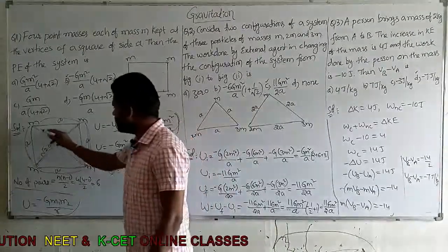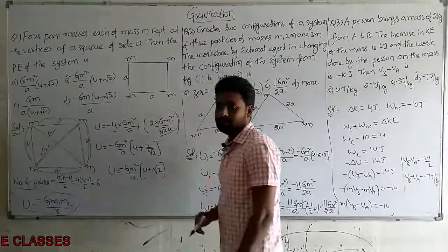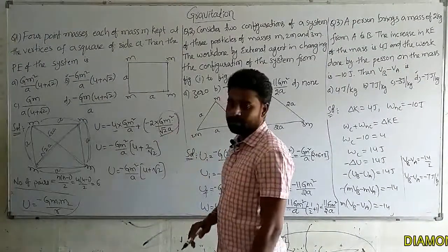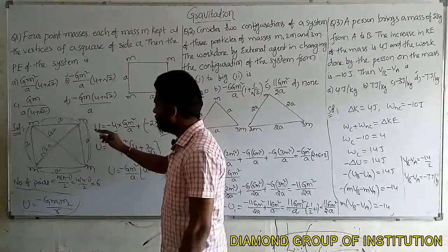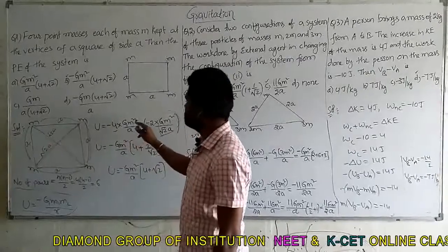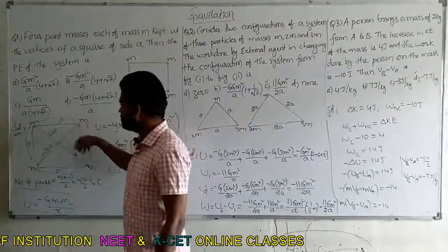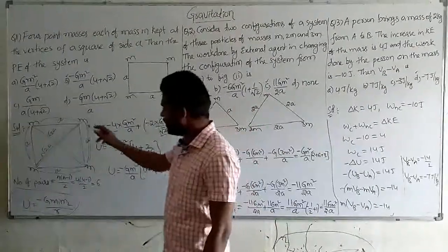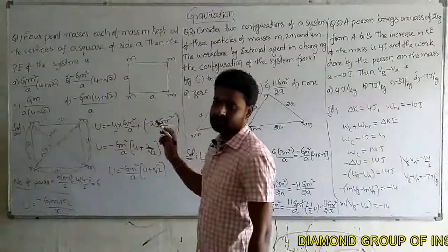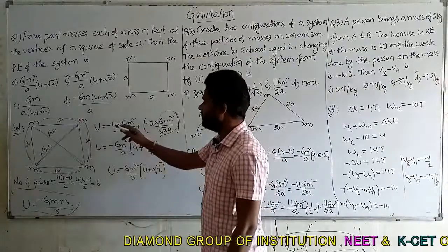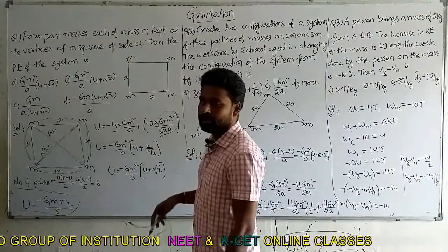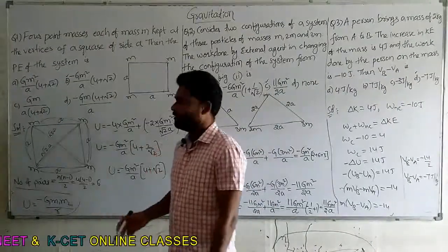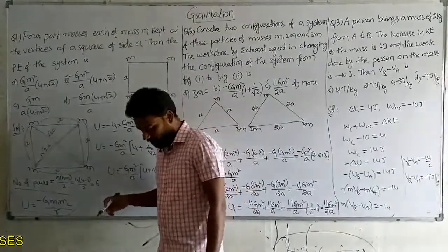So how many pairs are there here? The same 2 pairs are there, so 2 into. The potential energy between the 4 pairs is 4 into minus G m square by A. Between these 2 pairs it is 2 into minus G m square by root 2 A. If the masses are different, then we will get different values. In that case we don't multiply by 4 and 2 here; we get different terms. One more problem based on that I have also explained.